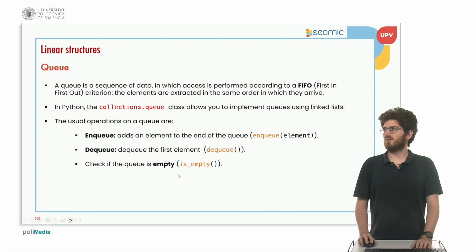And you can always implement these data structures with the Python version, for example, collections.queue. This uses an advanced representation called a linked list that we'll see later. But for now, let's just focus on the basic operations of the queue.